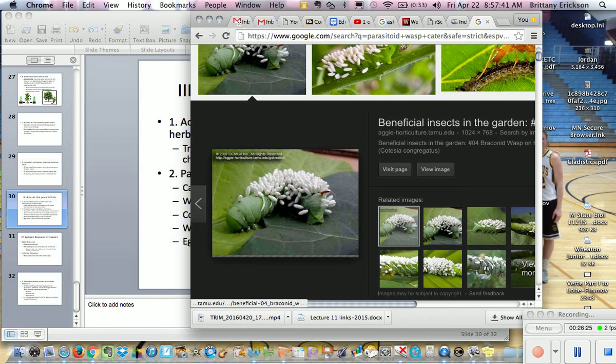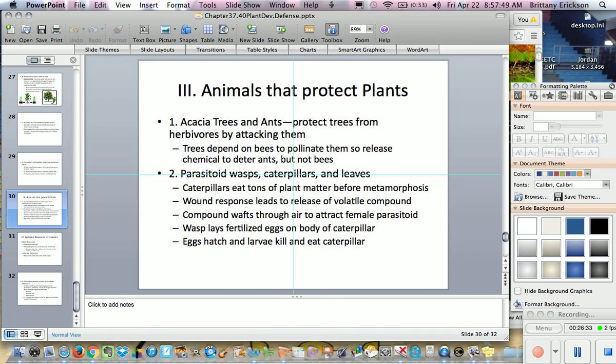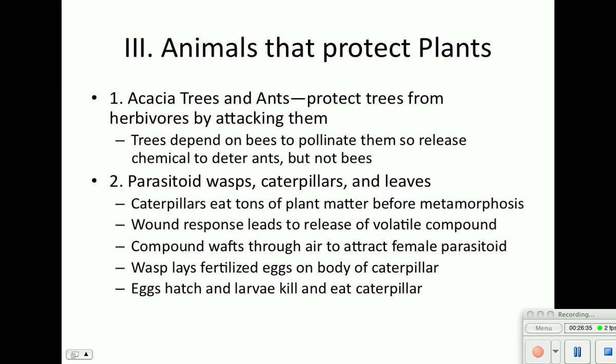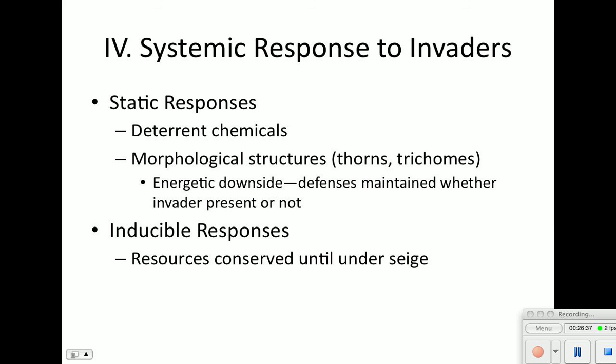Those are all larvae, just attached to this poor caterpillar. And then they're going to hatch and they're going to eat it. It's like a ticking time bomb. How terrible. What a way to go.